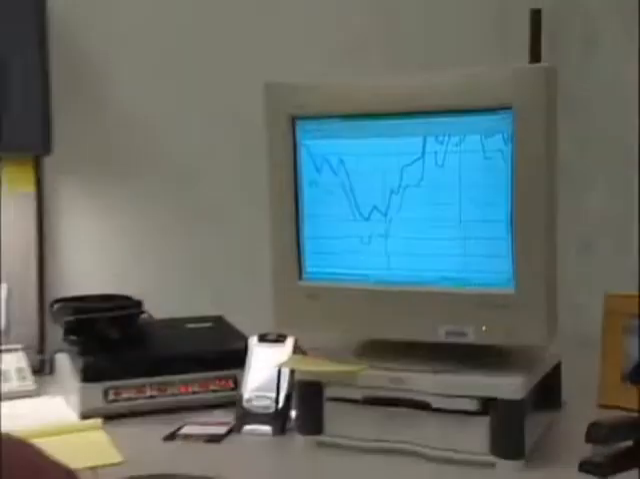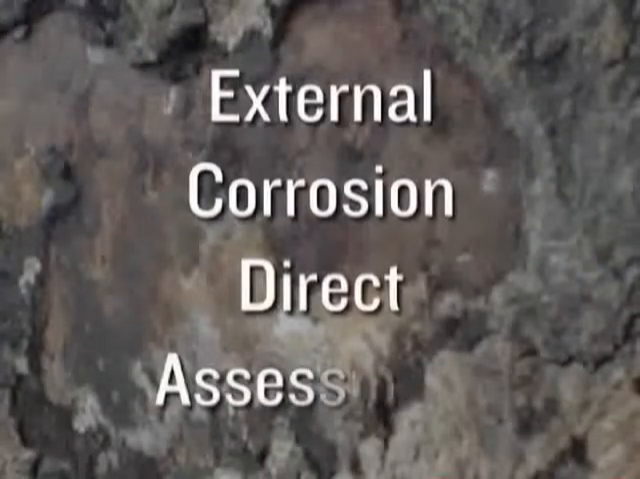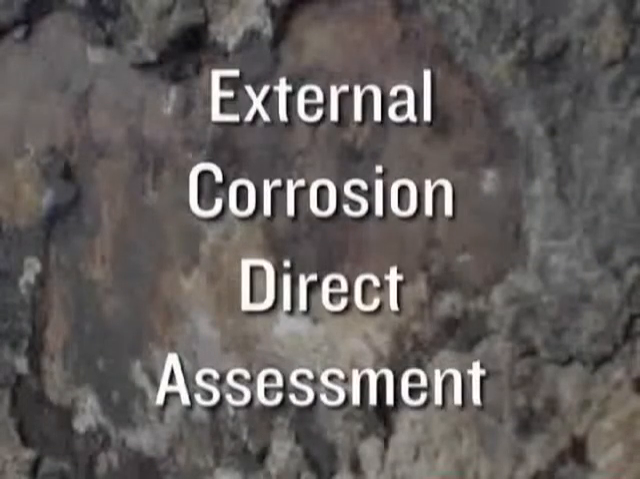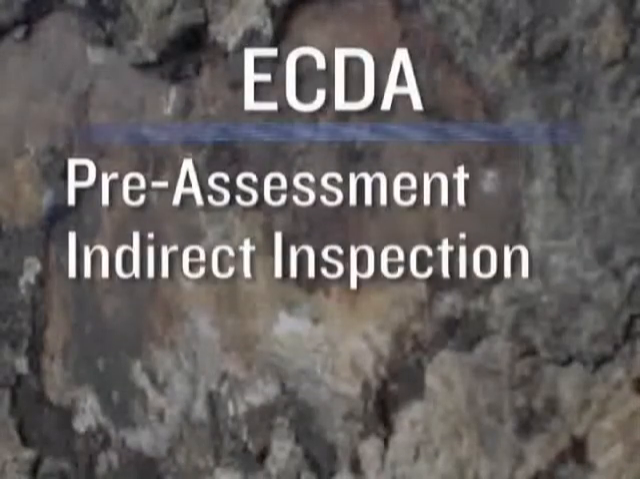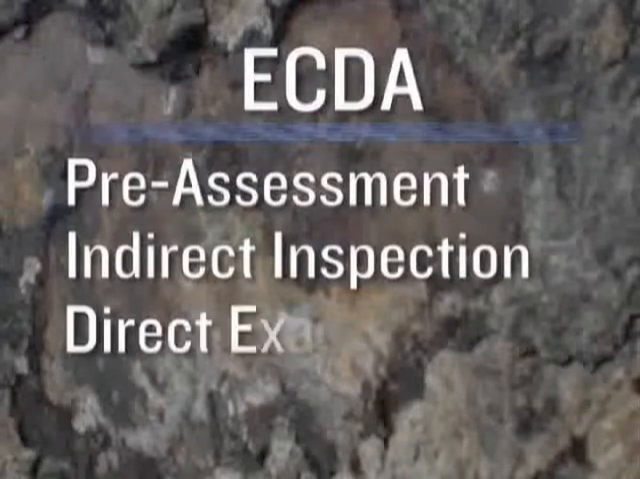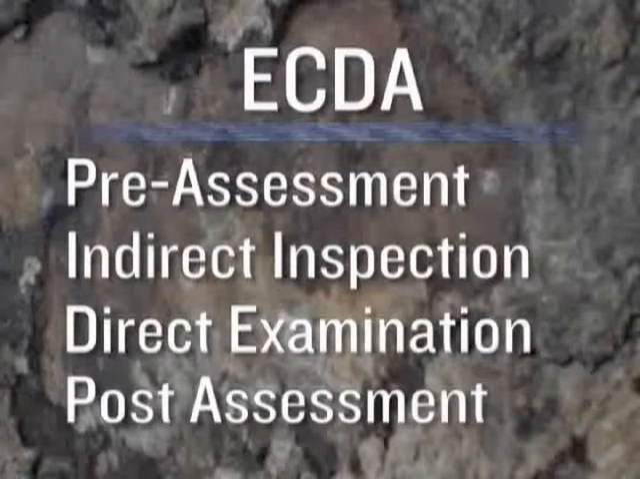Recently, these corrosion testing methods were integrated into a comprehensive engineering-based process called External Corrosion Direct Assessment, or ECDA. The ECDA process is comprised of 4 key steps: pre-assessment, indirect inspection, direct examination, and post-assessment.